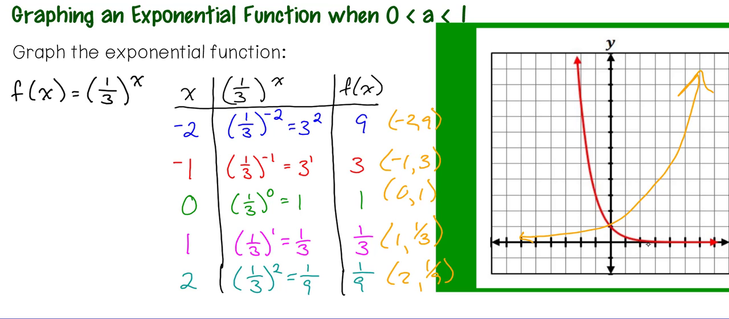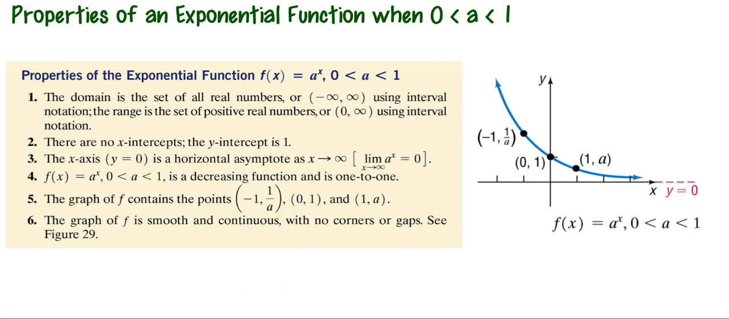So looking at that information condensed, same thing. The domain is still the set of real numbers. So the domain could also be written as x when, and then use real numbers in there. And if we're talking range, that would be y, and it would be when y is greater than 0. That would be two different ways to list the domain and the range. Same thing as before, no x-intercepts. The y-intercept is at 1. The x-axis is our horizontal asymptote, and our graph is smooth and continuous. There's no corners or gaps.